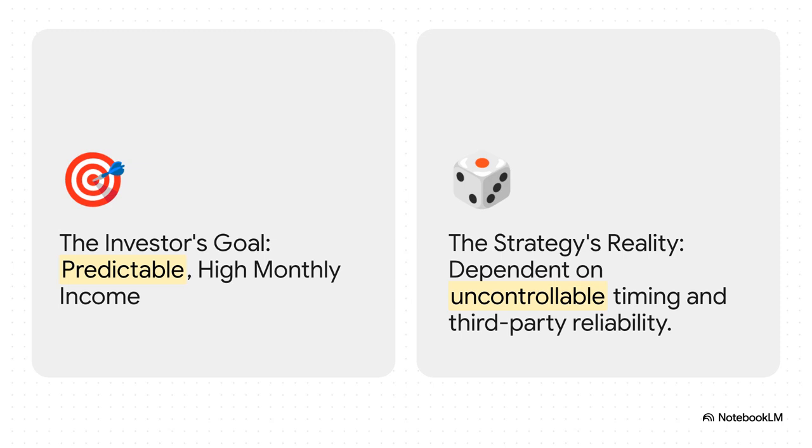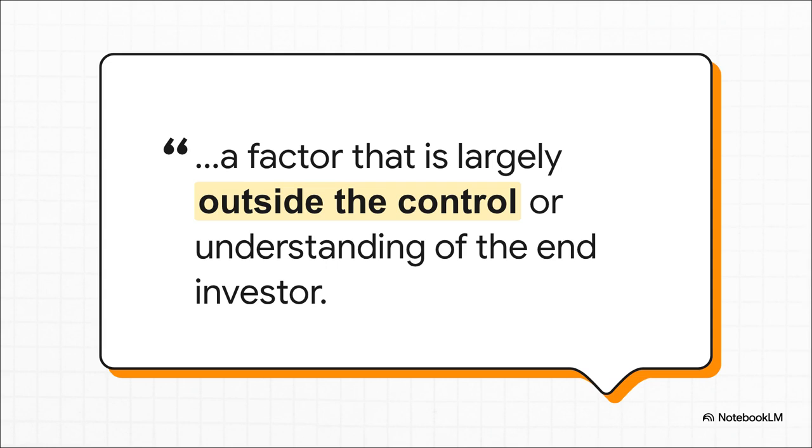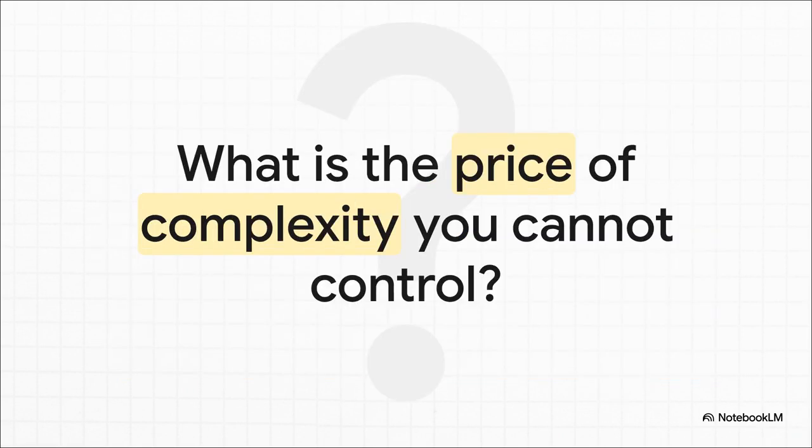This brings us right back to the final clause of that critical sentence we set out to analyze. It says that all of this is, quote, a factor that is largely outside the control or understanding of the end investor. And that says it all, doesn't it? So I'll leave you with one final question to think about, a question every income investor should ask themselves. When you're looking for that steady income, what is the real price you're paying for a level of complexity that you simply cannot control?